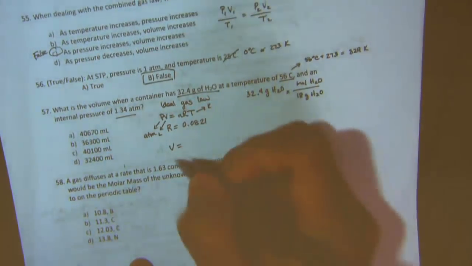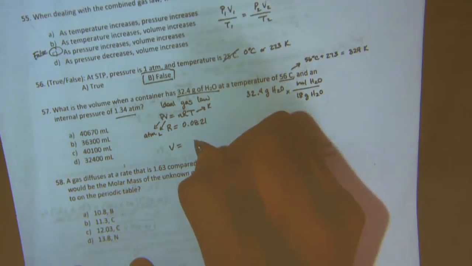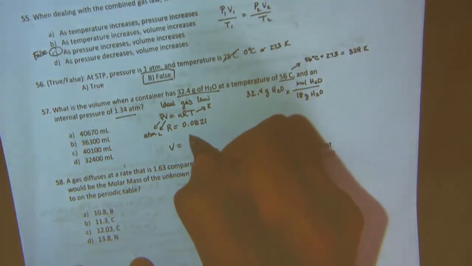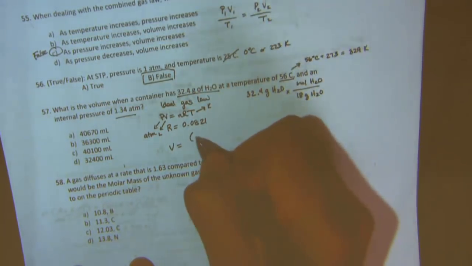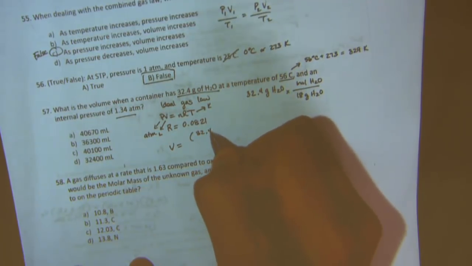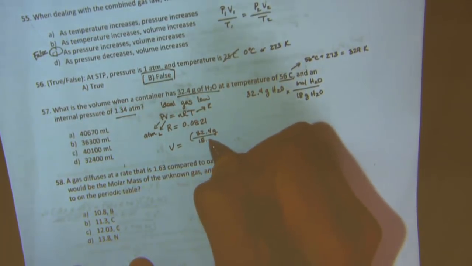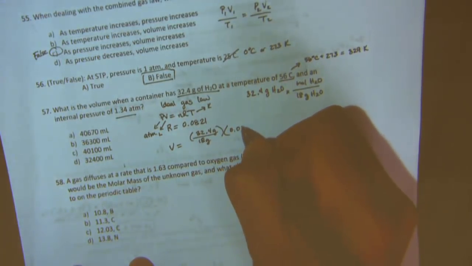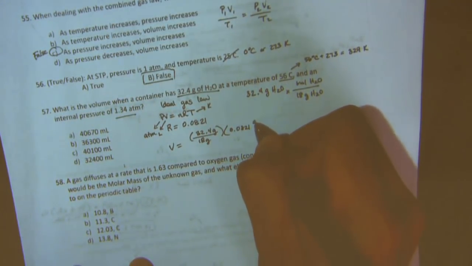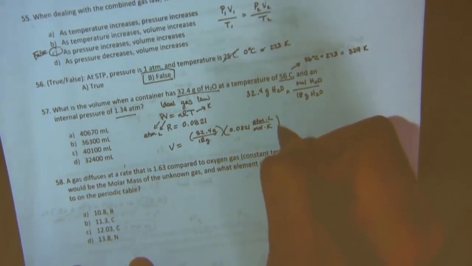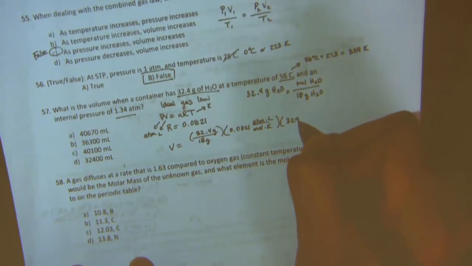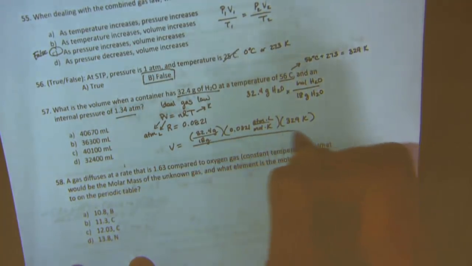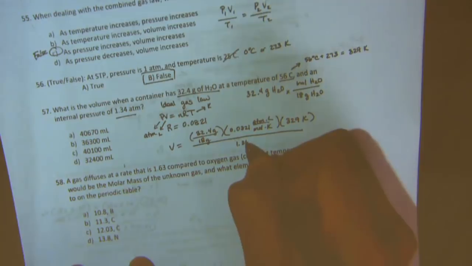So we're looking for volume, so we can just isolate this whole thing. So n would be equal to 32.4 grams over 18 grams. R would be 0.0821 atmospheres liters per moles Kelvin. And our temperature, like we said, would be 329 Kelvin with a pressure of 1.34 atmospheres.